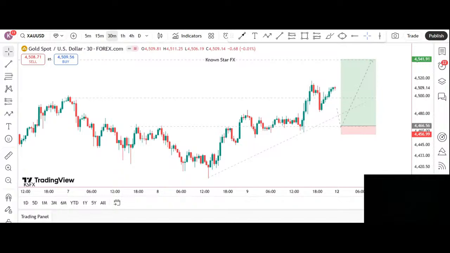I actually have an analysis drawn up on BTC USD that I'm watching out for. So I want at least two people supporting the BTC USD.